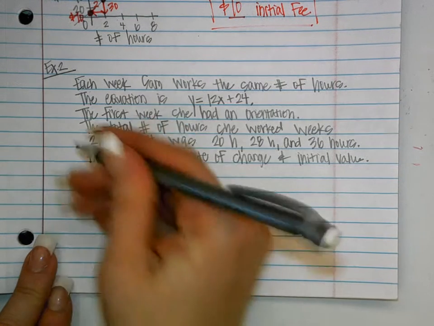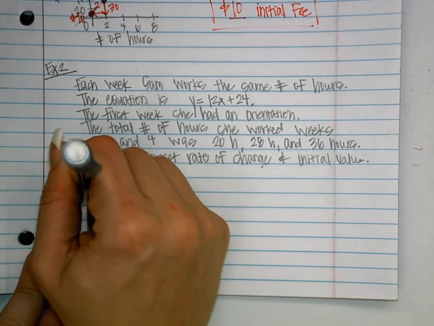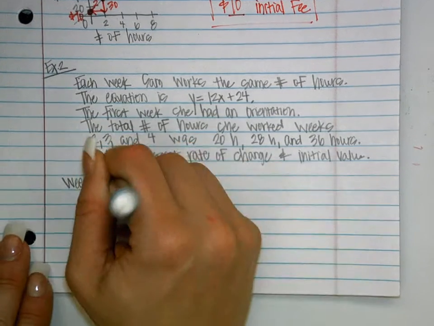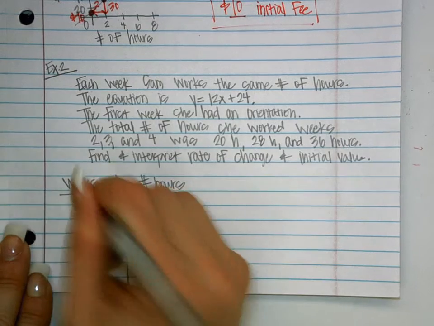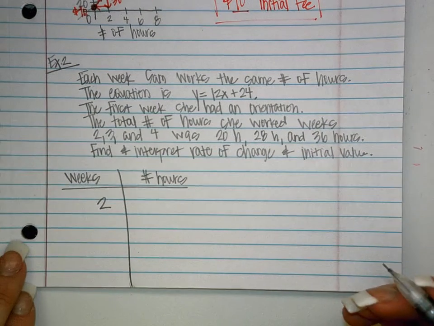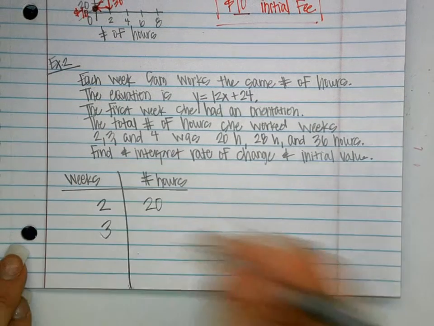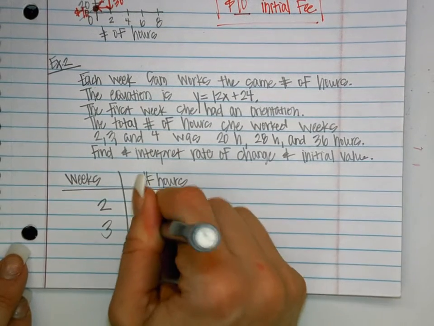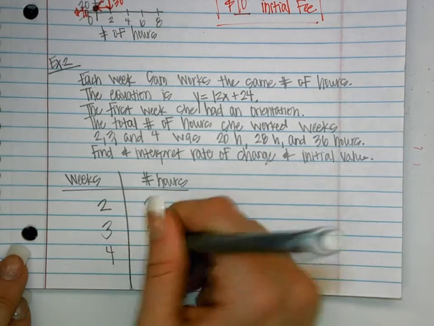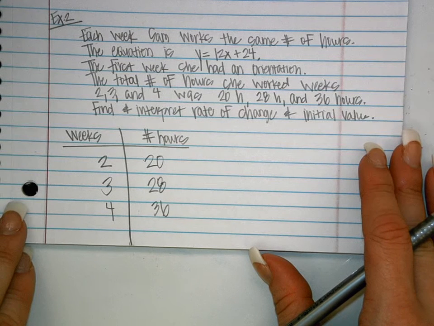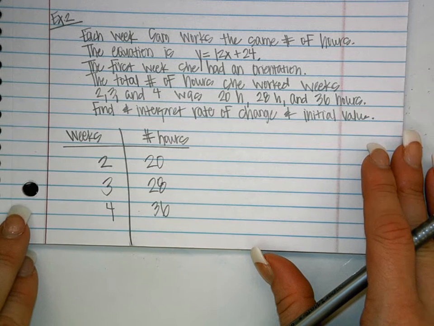So in the second week, her number of weeks, and this is the number of hours. In week 2, how many hours did she work? She had a total of 20 hours. By week 3, she had a total of 28 hours. And by week 4, she had a total of 36 hours. So we want to figure out what is the rate of change and what is the initial value.